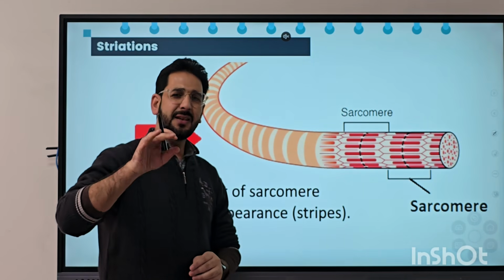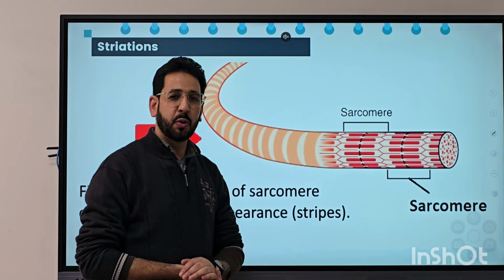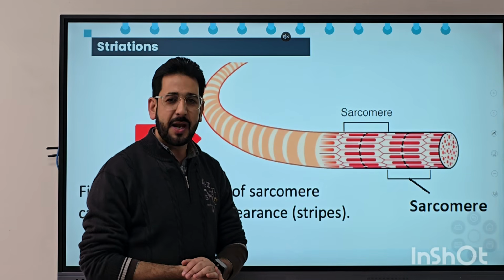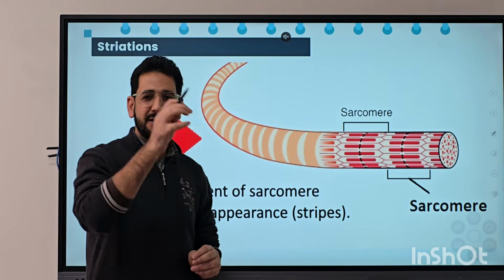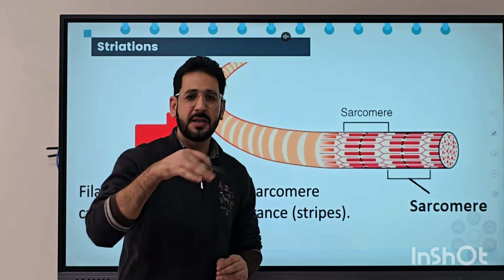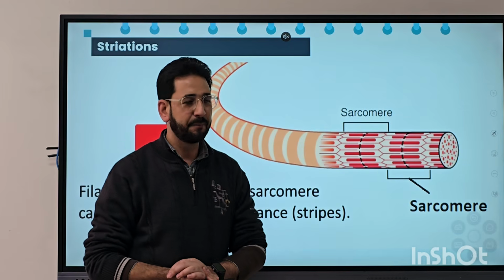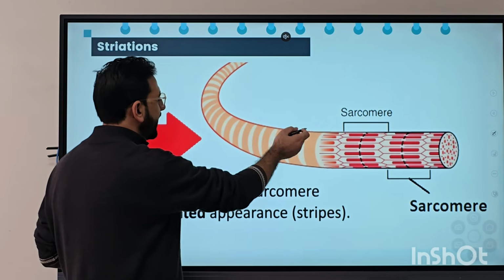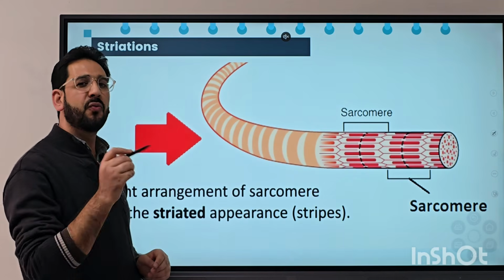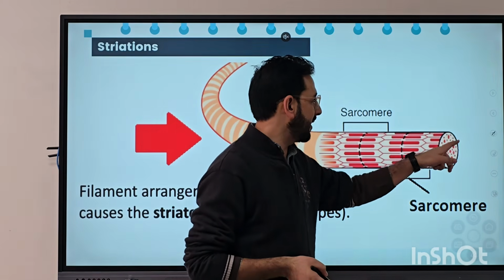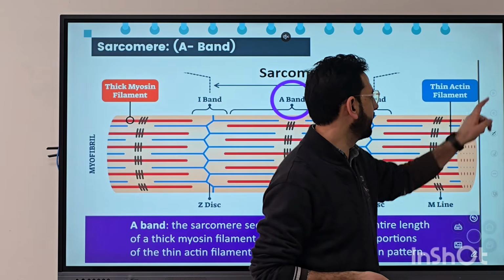But when we see this myofibril under the microscope, or when we see the muscle fiber under the microscope, we see all these striations, we see all the lines appearing in the structure of the muscle fiber or this myofibril. And these lines are called the striations. Now we will talk about why these striations are there in the muscle fiber or the myofibril.